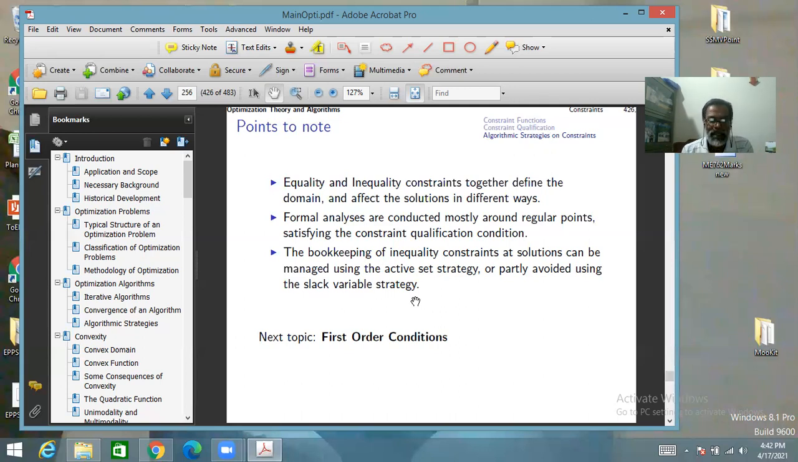In the next lecture, we will study first order conditions of constrained optimization, in which the geometry and algebra of constraints and constraint qualification will be utilized.